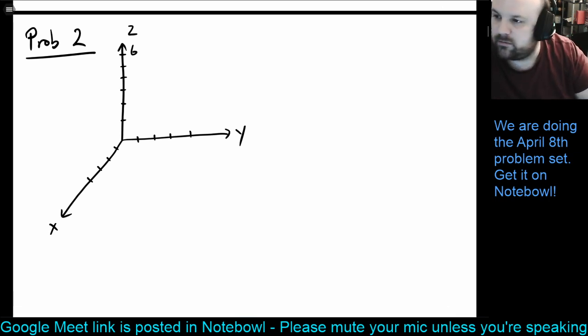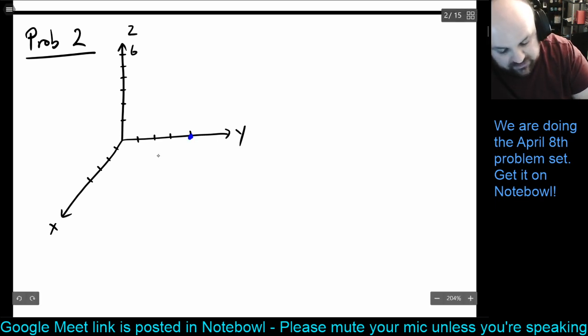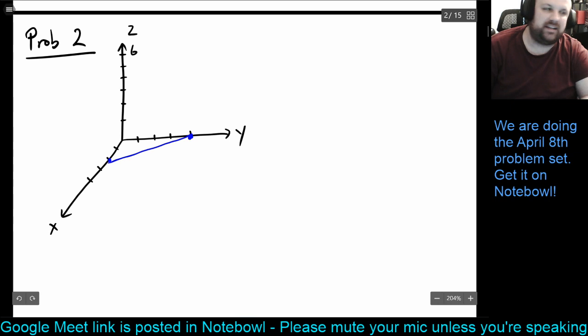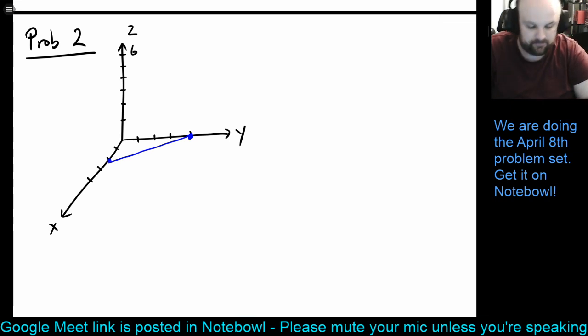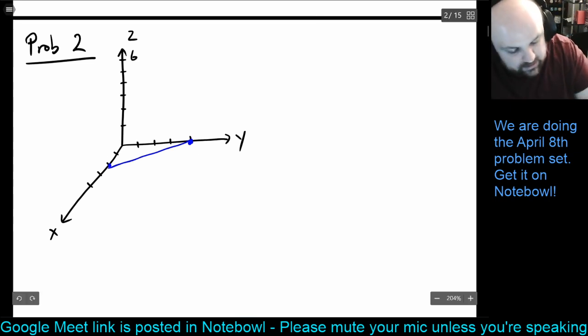So here, if we're graphing the line y equals 4 minus 2x, that's going to start up here at y equals 4 and end here at x equals 2. So that's where the plane hits the xy plane. And then now we just need to finish this off.